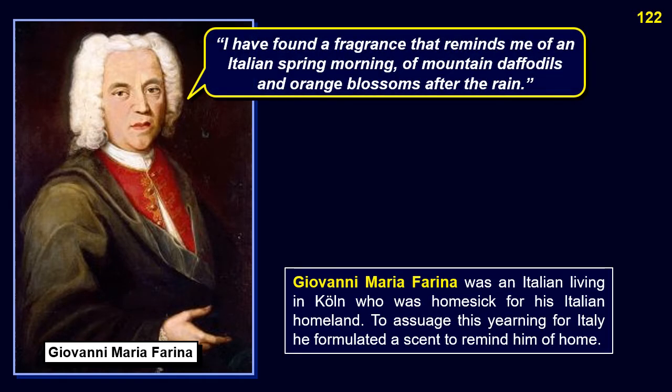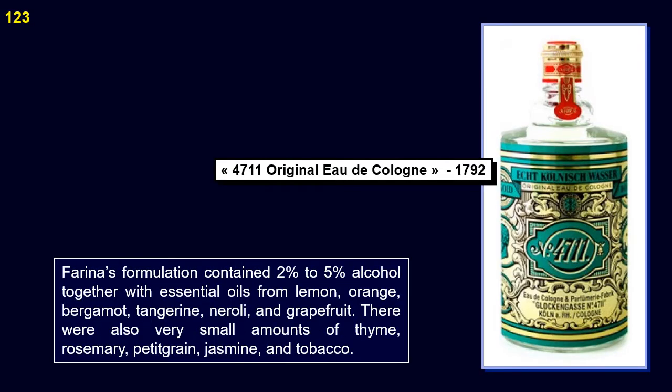Giovanni Maria Farina was an Italian living in Köln who was homesick for his Italian homeland. To assuage this yearning for Italy, he formulated a scent to remind him of home. Farina's formulation contained 2% to 5% alcohol together with essential oils from lemon, orange, bergamot, tangerine, neroli, and grapefruit. There were also very small amounts of thyme, rosemary, petitgrain, jasmine, and tobacco.